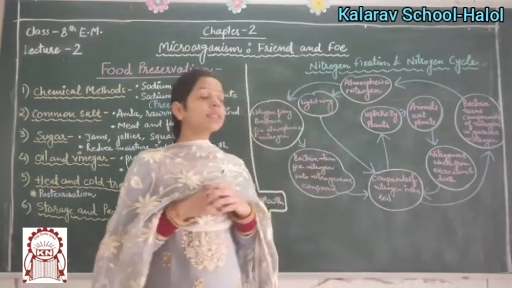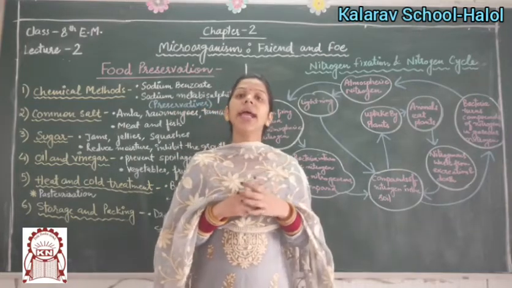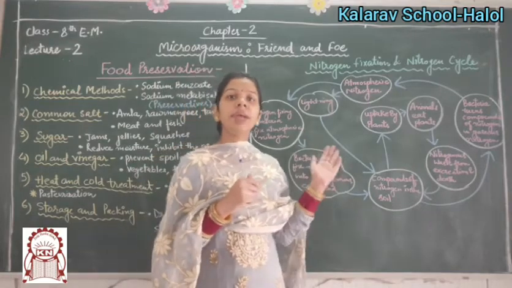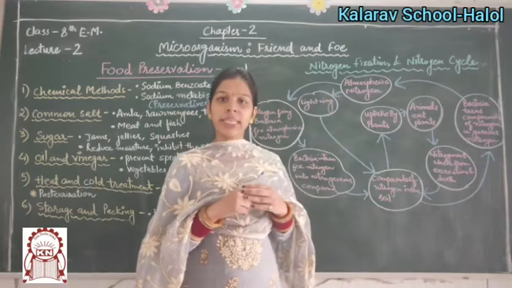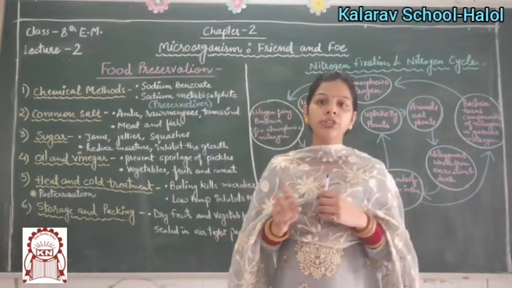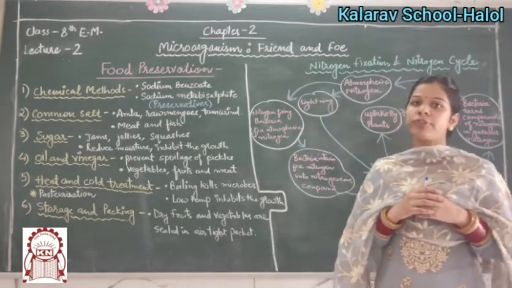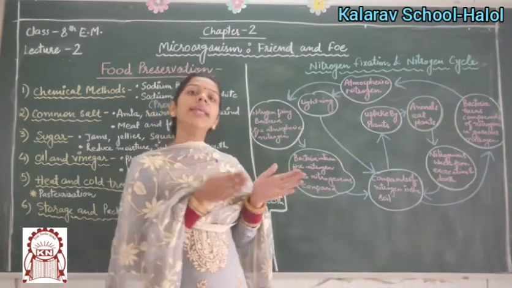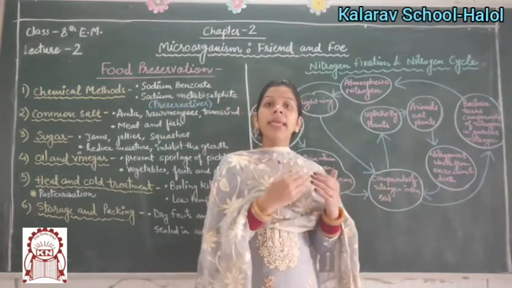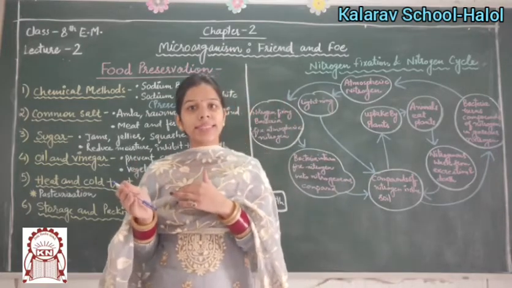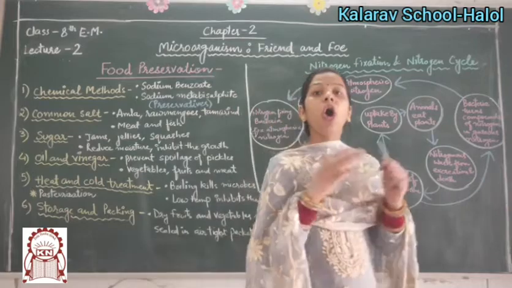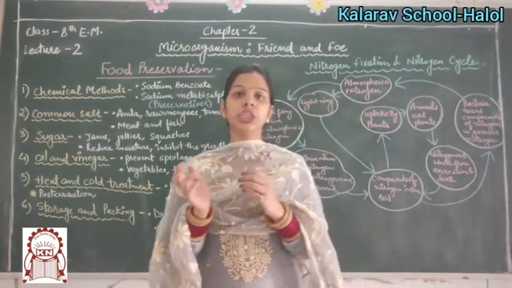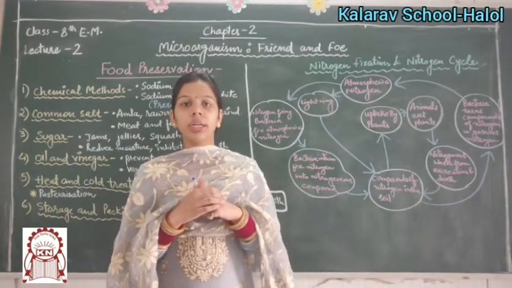So the next topic is nitrogen fixation and the nitrogen cycle. Here I have drawn the nitrogen cycle. Firstly we have to know about nitrogen fixation. As we know, our atmosphere contains 78% nitrogen gas. Nitrogen is a very essential component for all living organisms. Many components like nucleic acids, vitamins and chlorophyll all contain nitrogen. So nitrogen is very essential for living organisms.